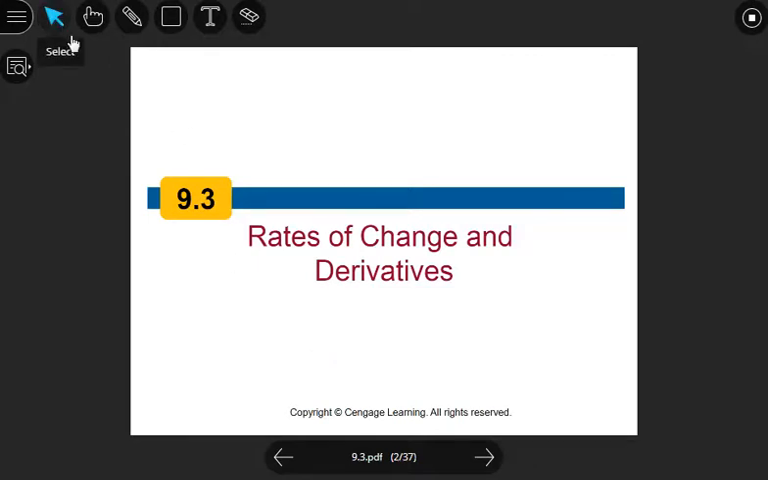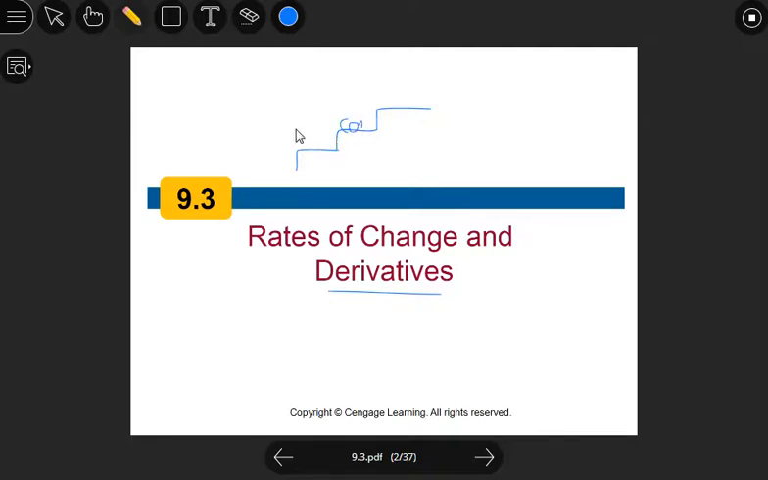Now we already have discussed limits. Then we have discussed continuity. This is the third step. We call it derivatives. So as an example, it is like a step. This is for limits, and this is for continuity. This is for derivatives.